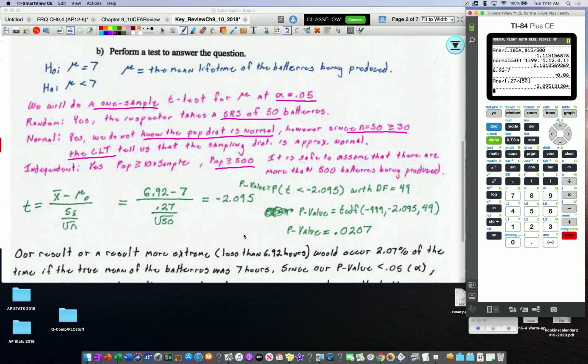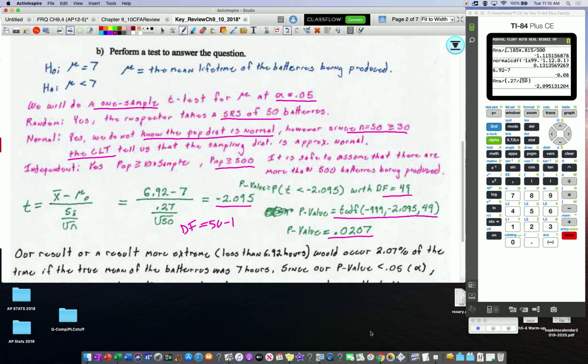So this one I decided, I guess, to go 3. So our degrees of freedom in this case, remember, degrees of freedom is sample size minus 1. 50 minus 1 is 49. So that's where that's coming from. So plug this into your calculator, and you should get a p-value about 0.0207.